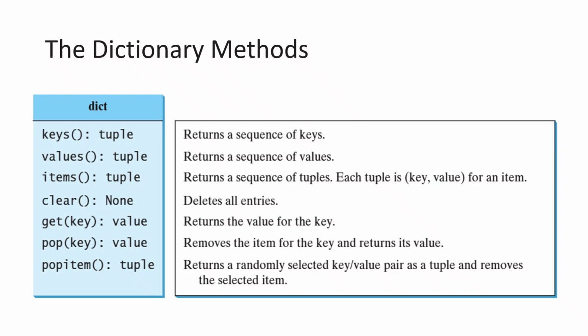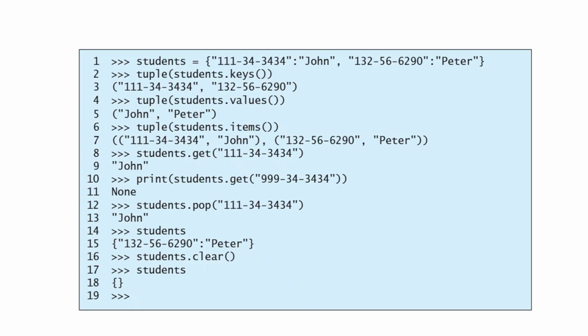The dictionary methods. Keys colon tuple returns a sequence of keys. Values colon tuple returns a sequence of values. Items colon tuple returns a sequence of tuples. Each tuple is a key value pair for an item. Clear colon none deletes all entries. Get key colon value returns the value of the key. Pop key colon value removes the item for the key and returns its value. Popitem colon tuple returns a randomly selected key value pair as a tuple and removes the selected item. This is the sample program.